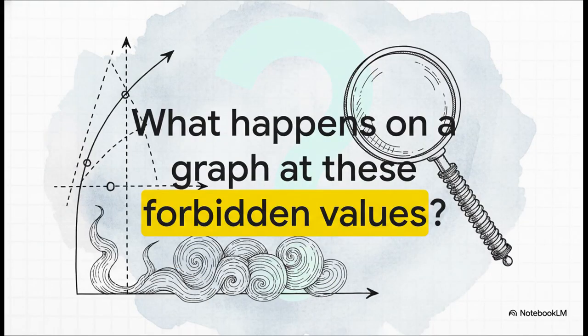Okay, so we've gotten really good at identifying the numbers that x isn't allowed to be, but that leaves us with one last really interesting question. What does a function's graph actually do when it gets close to these forbidden values? What does it look like? Well, that's a mission for another time, one that involves some cool ideas called asymptotes and holes.